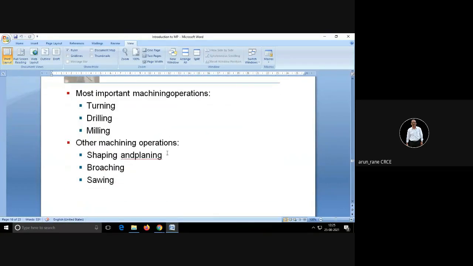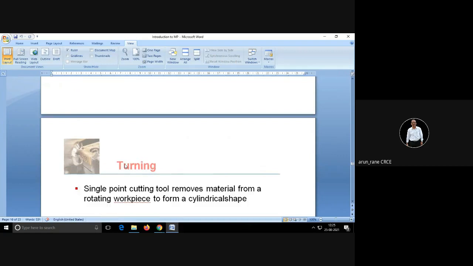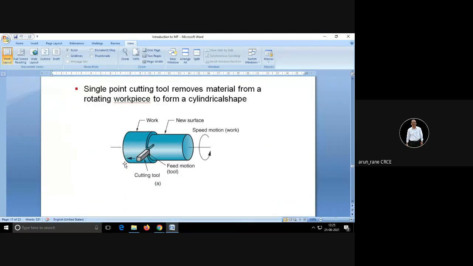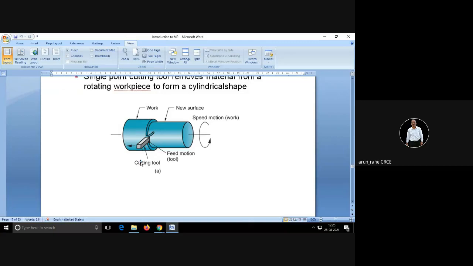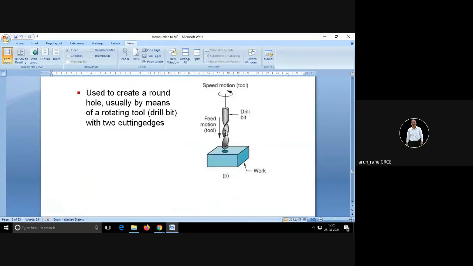These are the different machining processes: turning, drilling, milling, shaping, broaching, sawing. These are called machining. Turning process you are familiar with. Feed motion, I told you what is called the feed. Alright. Drilling, I told you what the purpose of this is.